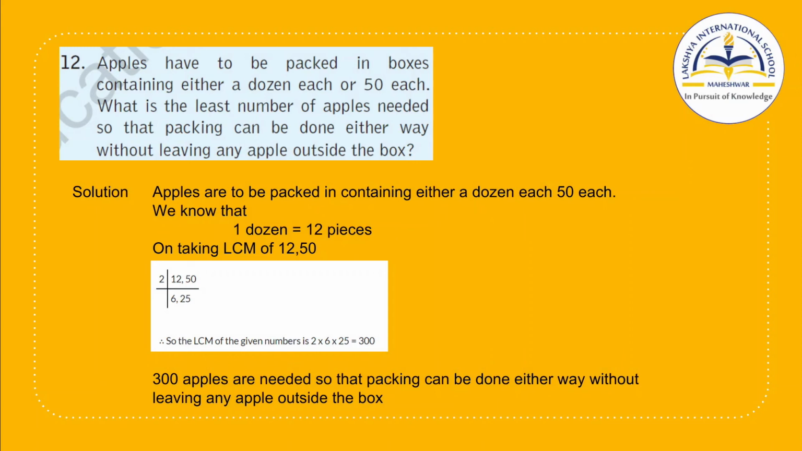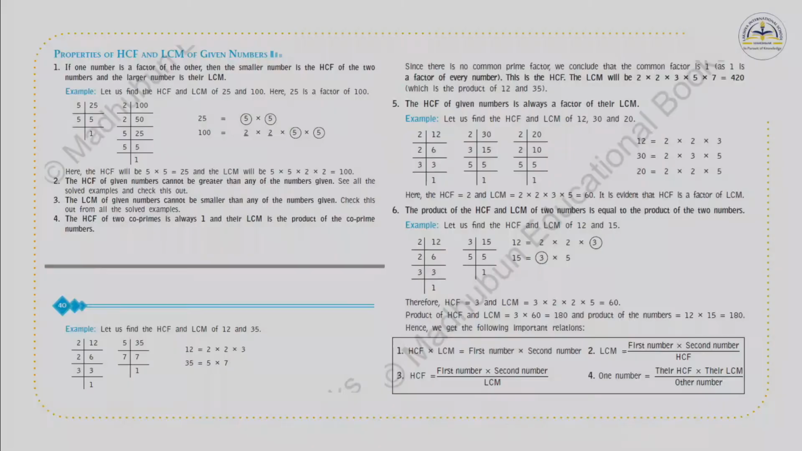Now question number 12. Apples have to be packed in boxes containing either a dozen each or 50 each. What is the least number of apples needed so that packing can be done either way without leaving any apple outside the box? We know that 1 dozen consists of 12 pieces. So taking the LCM of 12 and 50, we get 300. So 300 apples are needed so that packing can be done either way without leaving any apple.